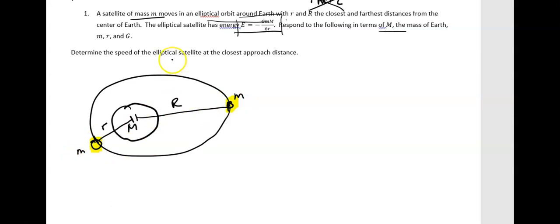So determine the speed of the elliptical satellite at closest approach distance. So we want to find velocity here. Okay. So what do you think about when things are changing positions? Okay, changing positions and changing speeds. We're going to use energy conservation. That is going to be our best bet. So let's go ahead and think about this. Energy conservation, changing positions. We got it.